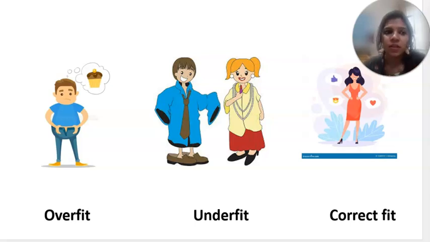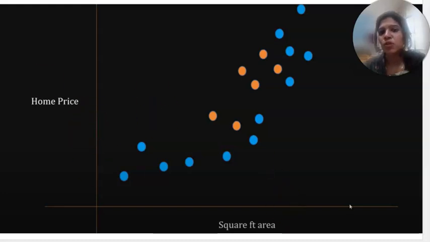For example, we are taking the home price and square feet area prediction. In that we have many data points here. For this square feet area we have the home price like here. For this square feet area there should be some home price, and for this square feet area it will be like this and the home price will be considered like this. So for each square feet area we should have a home price.